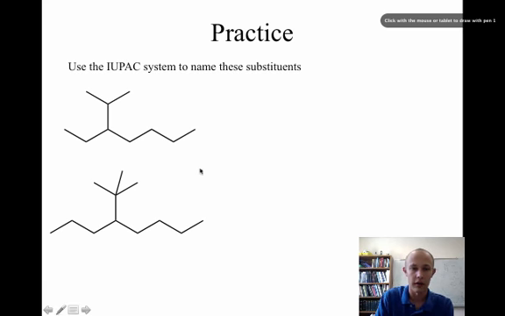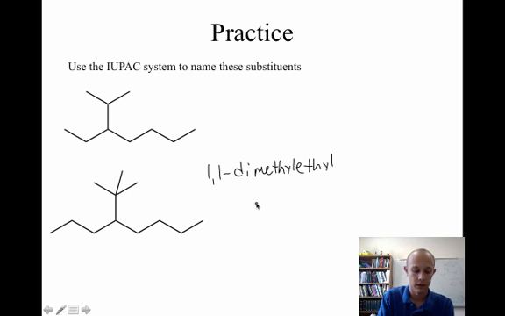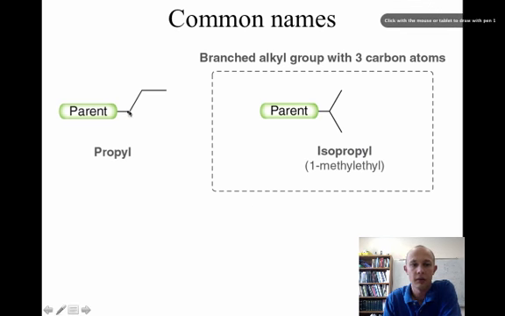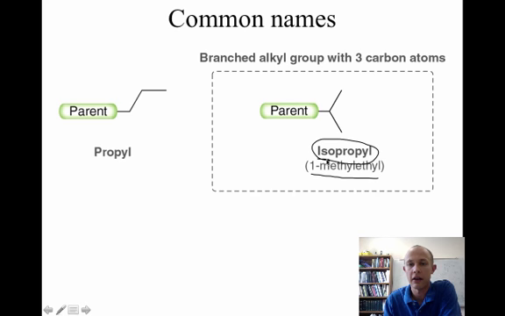So we're going to call this a 1,1-dimethyl ethyl group. What's much more common are the common names that are used to name these substituents. So if we have a long chain with this thing branching off, we call that a propyl. If it's substituted at this carbon, the IUPAC name, or the systematic name, for this would be 1-methyl ethyl, but much more often we just call this an isopropyl. It's an isomer of a propyl chain, so we call this an isopropyl group.